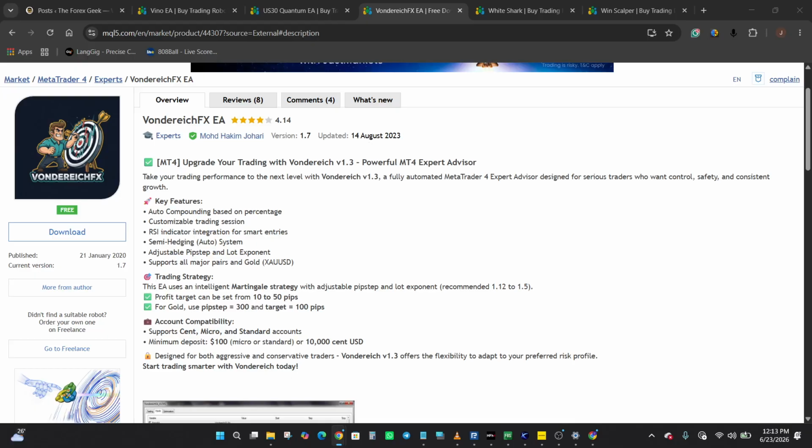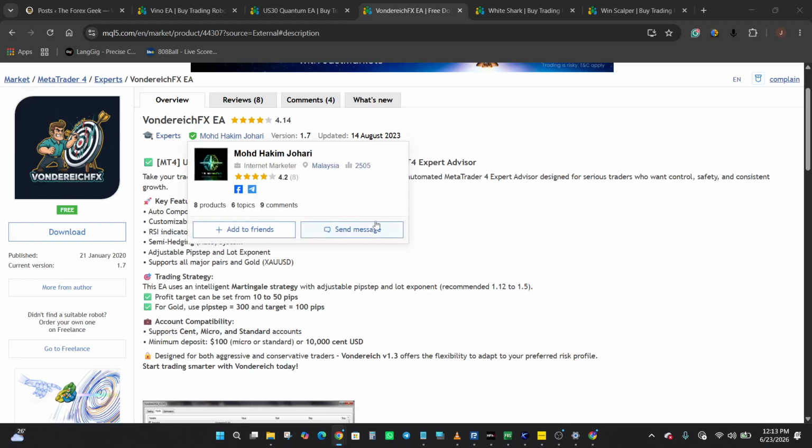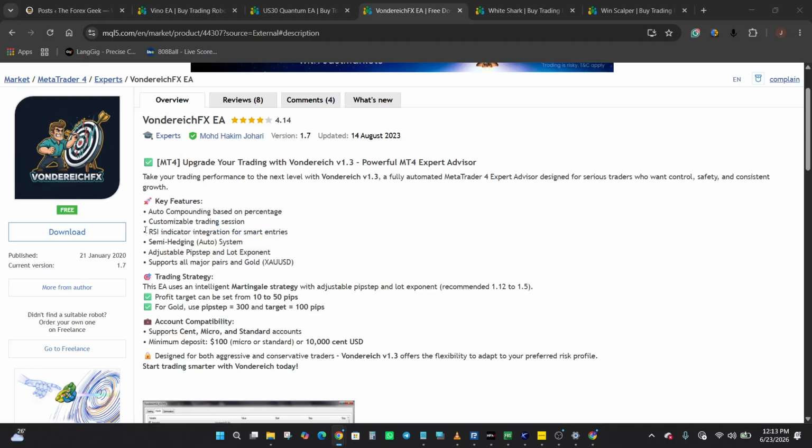Starting with the Marketplace overview, the developer presents VondereichFX EA as a fully automated MT4 expert advisor designed to provide flexibility for traders with different risk preferences. As we scroll through the description, we can see that the EA includes several configurable features that allow users to customize how it operates based on their trading objectives.